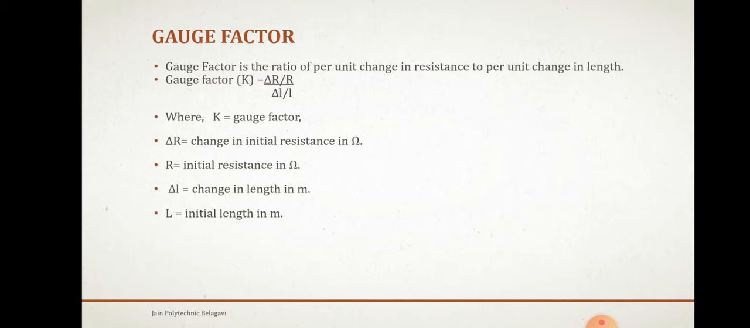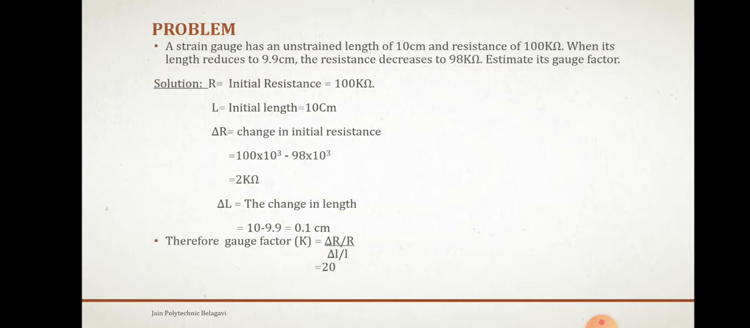Then delta R is the change in initial resistance in ohm. R is the initial resistance in ohm. Delta L is the change in length in meter, and L is the initial length in meter. Okay. Then next we will be seeing a gauge factor problem.